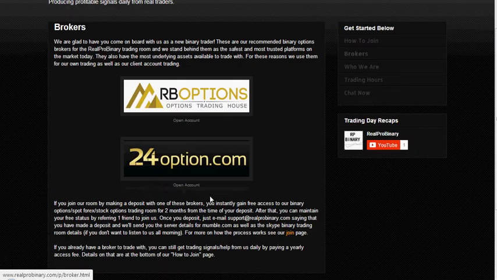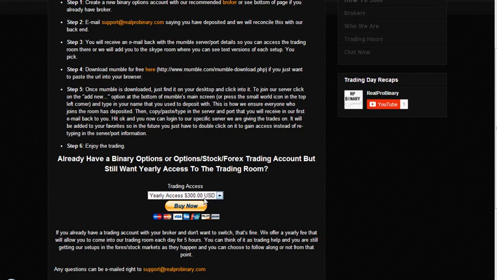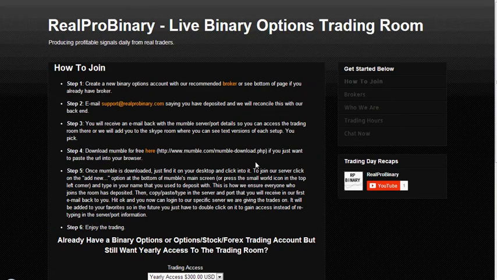Also, if you already have a trading account, you can get our yearly access for $300, and that will give you the same access as if you deposited for an entire year, unlimited. It's not recurring, so it won't bill you again in another year. You'd have to go in and pay again after the year's up, and we track everything in our back end to make sure everything's up to date every day before we start trading.